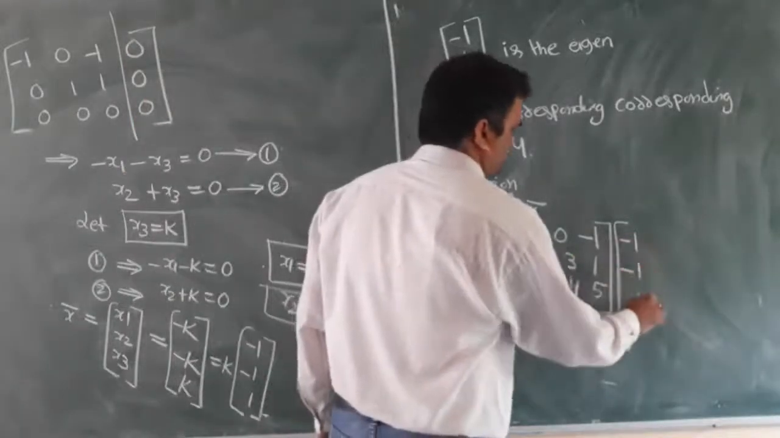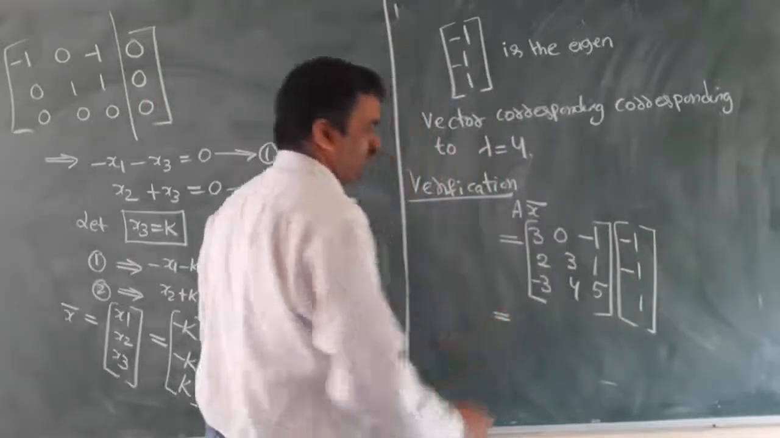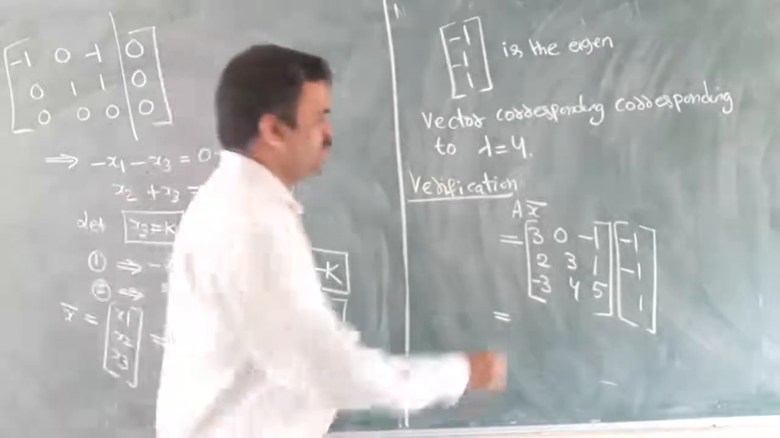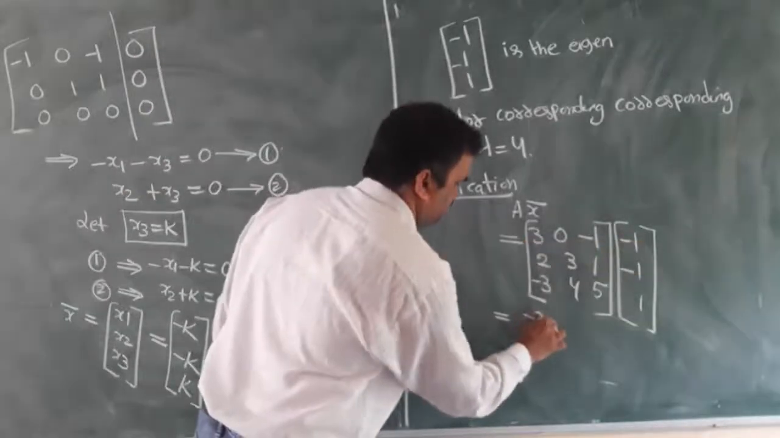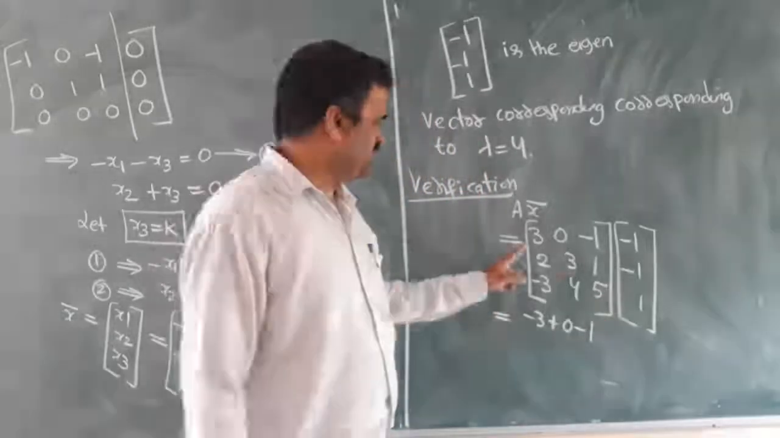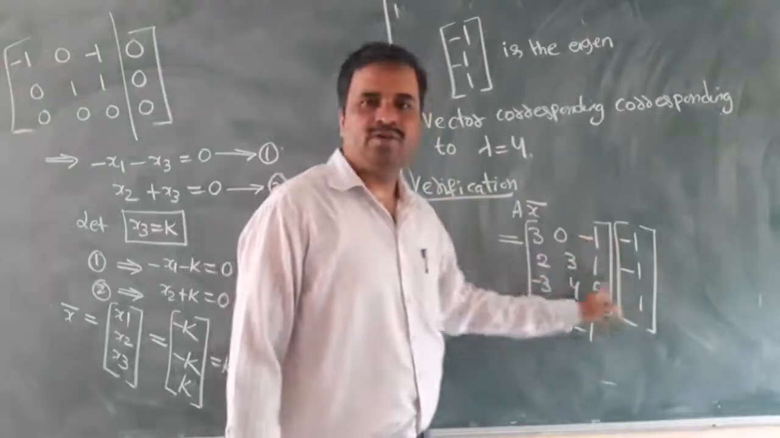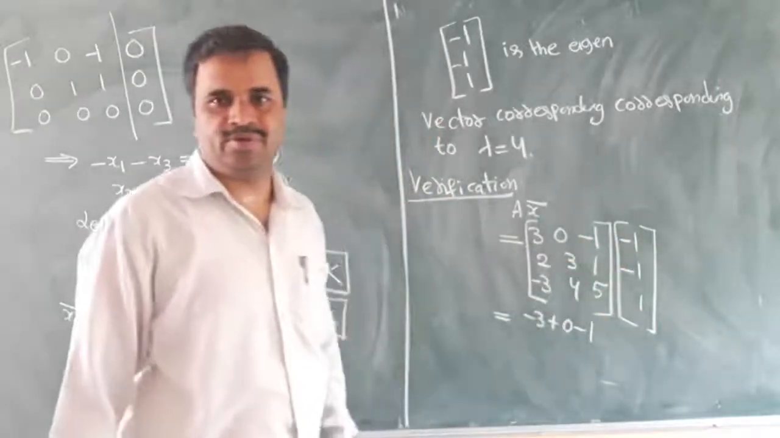Minus 1, minus 1, 1. Come on. Multiply it. First row with first column: 3 into minus 1, minus 3, plus 0, minus 1. Minus 3 into minus 1, plus 0 into minus 1, minus 1 into 1. First row with the first column over.